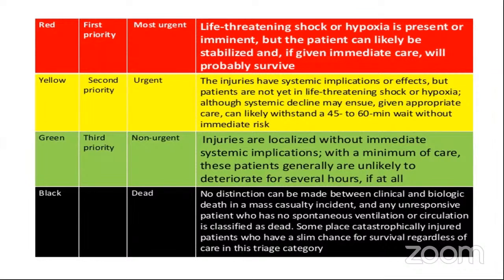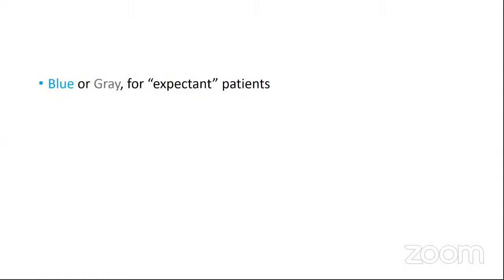Another one is black, which is a dead or deceased patient. The last one I mentioned is blue or gray. They are expectant patients. Expectant patients have more severe injuries and are unlikely to survive. If we go after these patients, they will drain more resources and time that should be given to the red priority. So these patients are tagged as blue or gray. That is the expectant patient.